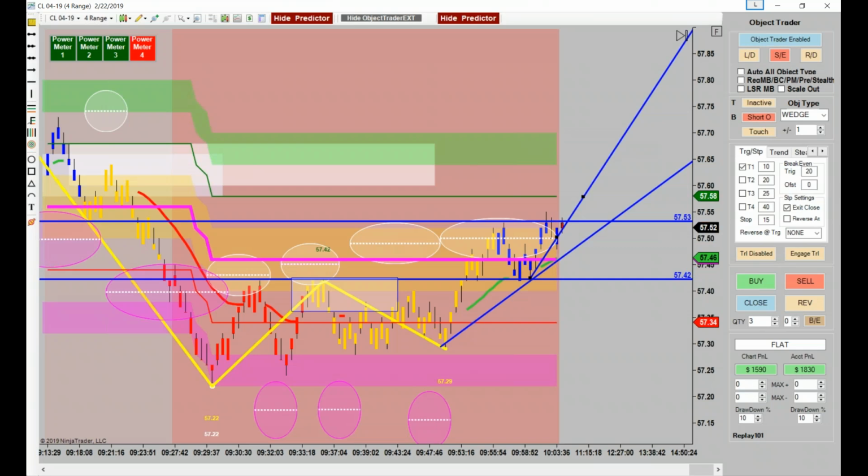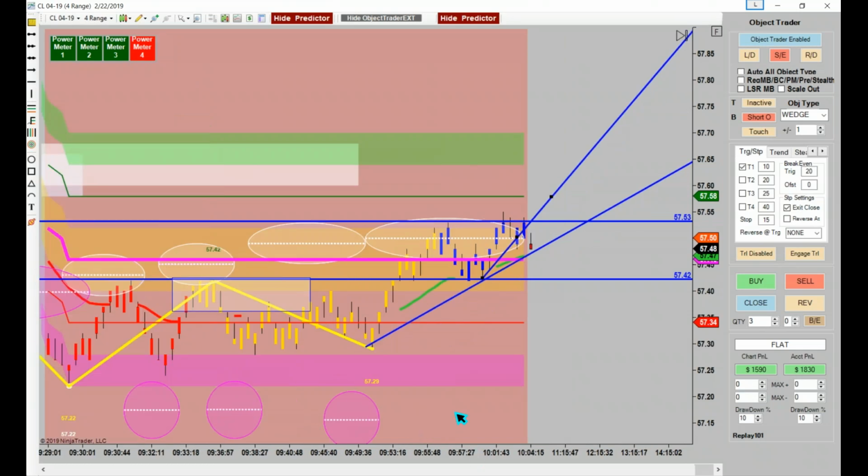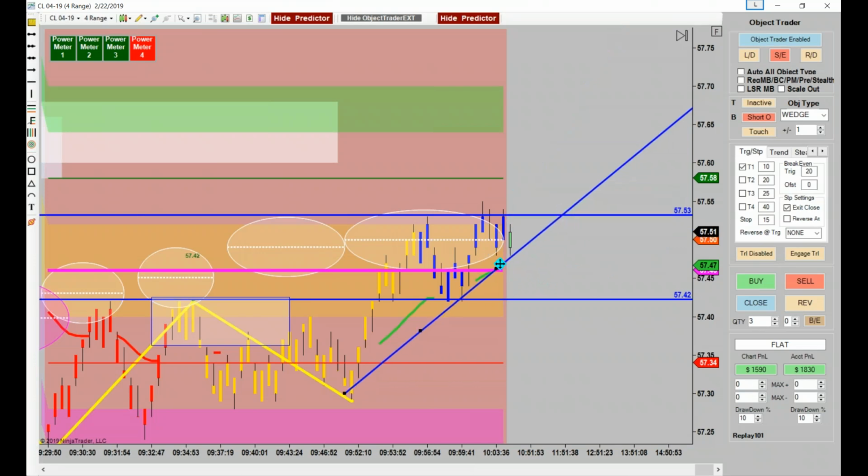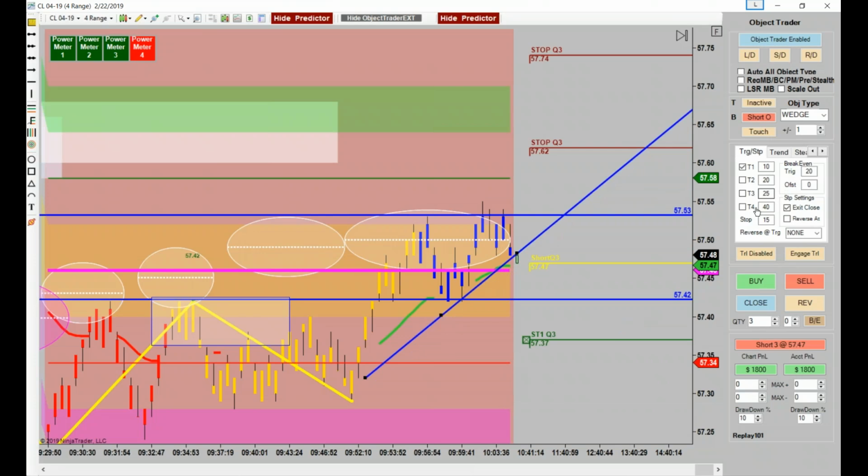Am I confusing you there, Wedge? That's not firing my wedge. Well, let's see if it gets this one then. Let's get rid of this. There we go. I'm going to tighten my stop just in case.